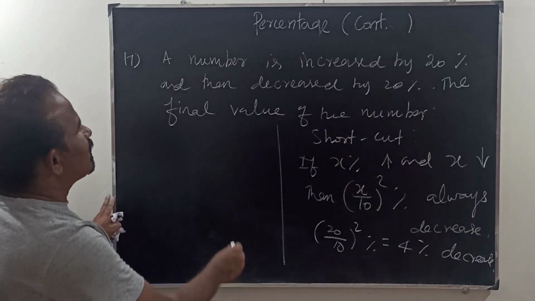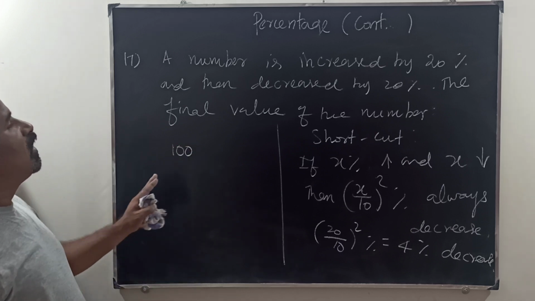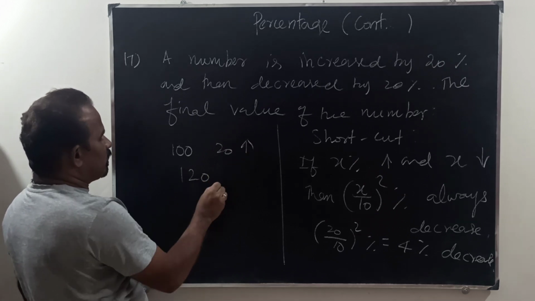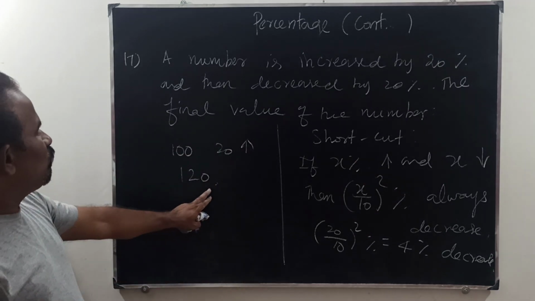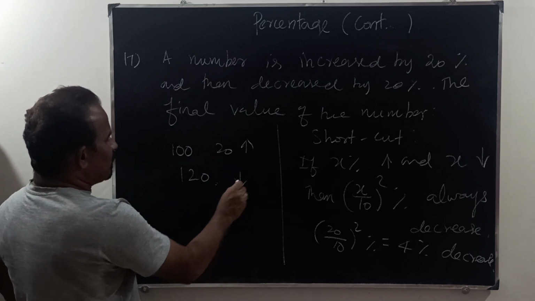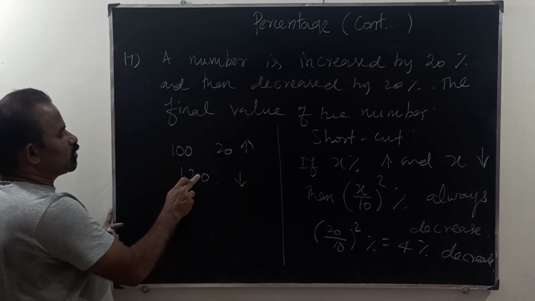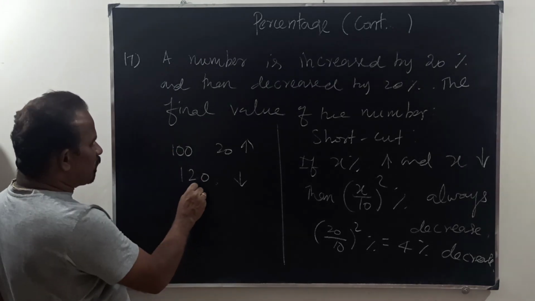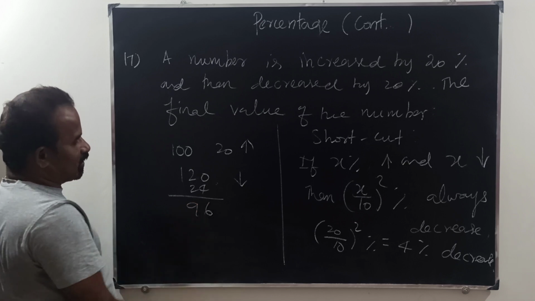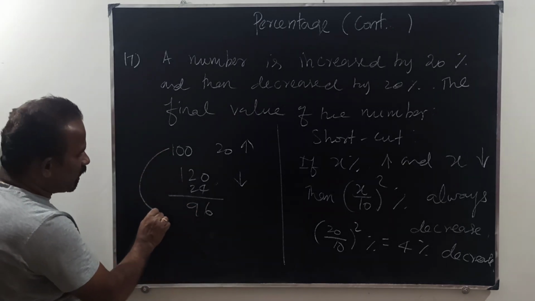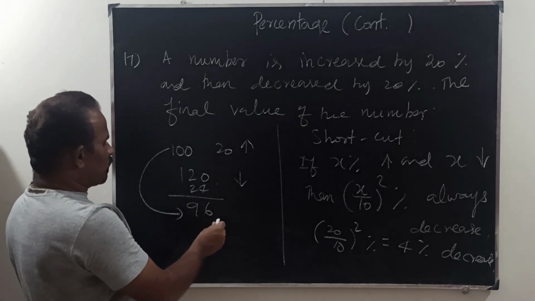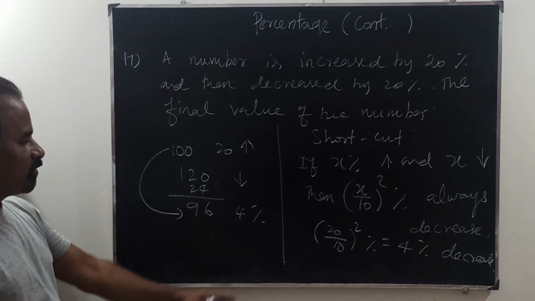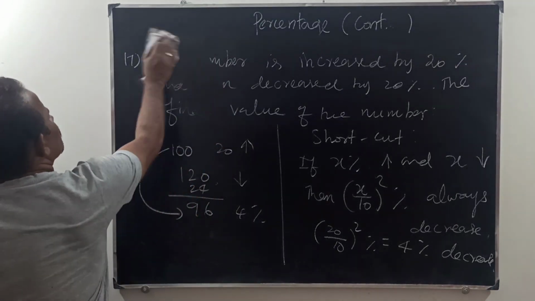The concept is, suppose let us take 100. If it is increased by 20%, we get 120. If 20% decrease, 20% of 120 means what? 10% is 12, 20% is 24. But 24 decrease means 120 minus 24, you will be getting 96. Therefore, 100 becomes 96, which is a 4% decrease. So both the things are same.